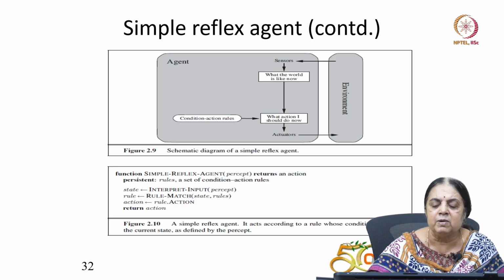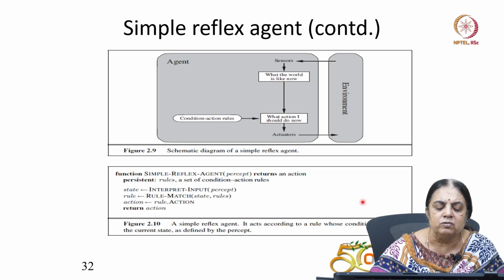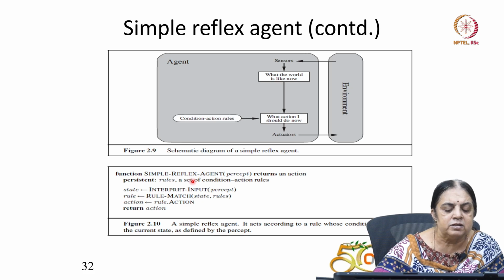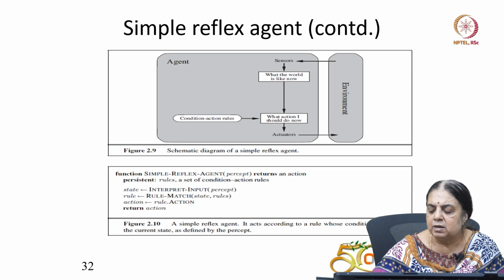You have the environment here, what the world is like, and then you decide what is the action to take now. So this is the simple reflex agent. You come up with what is called a state depending on the percept, and you find the rule by taking the state and carrying out the rule matching, and you use that rule to decide on what action is to be taken basically.